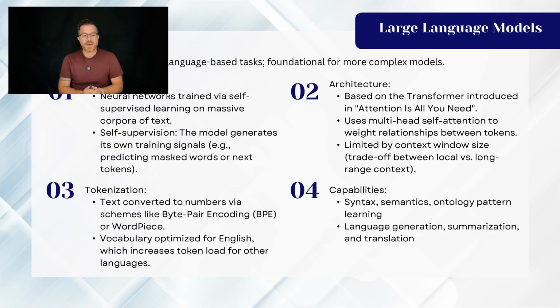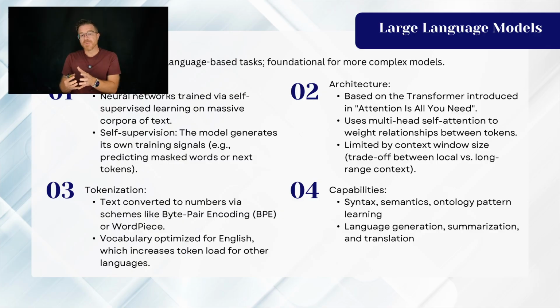Now, for this tokenization, our vocabulary is optimized for English, which increases token load for other languages. So this is something that has to be considered. Most are focused on specific languages. Therefore, if they're trying to bring in outside languages, which maybe have less context, it will lead to an increased load when they're actually processing all of this.